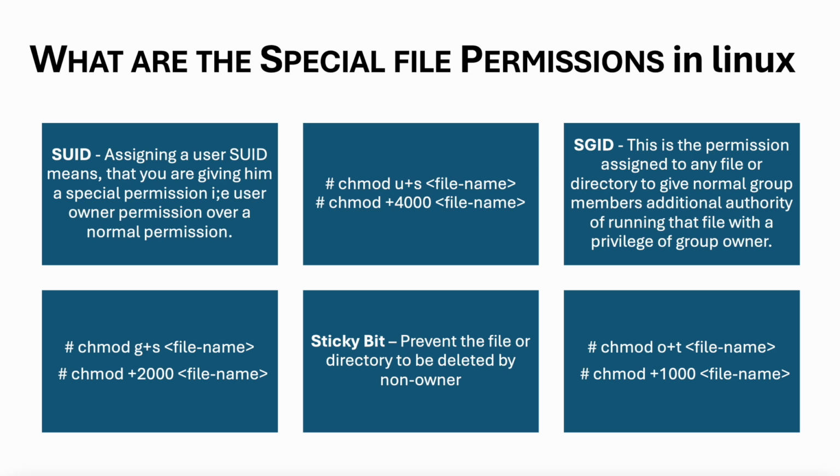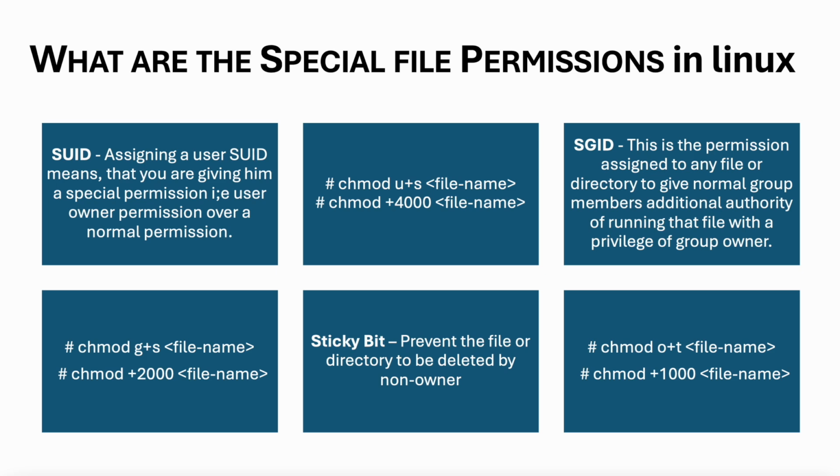What are the special file permissions in Linux? There are three types of special file permissions. One is set user ID, second is set group ID, and third is the sticky bit. Set UID, abbreviated as SUID. Assigning a user SUID means that you are giving them a special permission, that is, the user or owner permission over normal permission. To apply SUID, the command is chmod u+s followed by the file name, and the same can be achieved in the octal way: chmod 4000 followed by the file name.